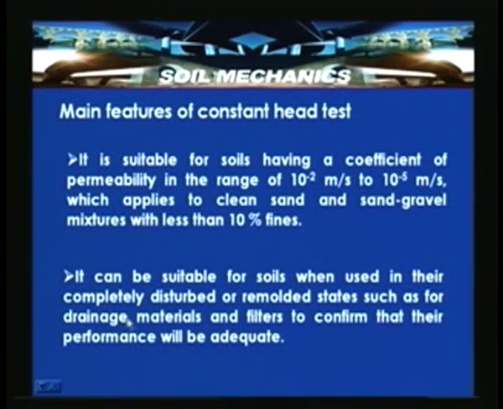So, the main features of the constant head test: it is basically used for coarse grained soils or soils having permeability in the range of 10 to the power of -2 to 10 to the power of -5 meter per second, which applies to clean sand and sand gravel mixtures with less than 10% fines. It can be suitable only for soils used in their completely disturbed or remolded states, such as for drainage materials and filters, to confirm that the performance will be adequate.